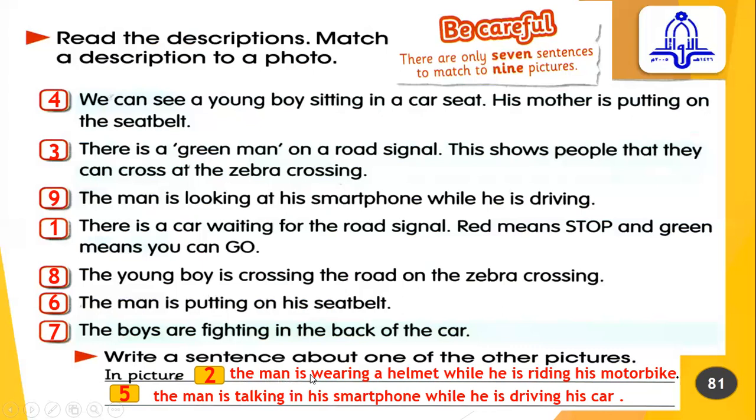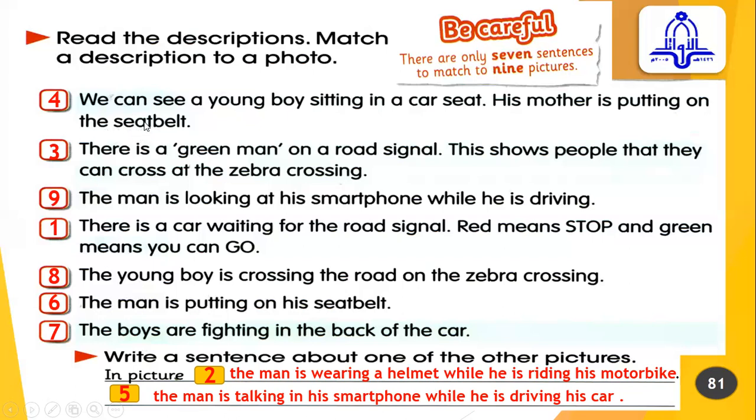إذن هذا كان the description for picture 2 and picture 5. إذن إحنا وصلنا طابقنا descriptions with the pictures or match the descriptions with the pictures طابقنا الوصف مع أرقام الصور. The difficult words here, we have many difficult words. عندي كلمات صعبة مرت علينا. عندي car seat, مقعد السيارة. Putting on, يضع. Seat belt, حزام الأمان.